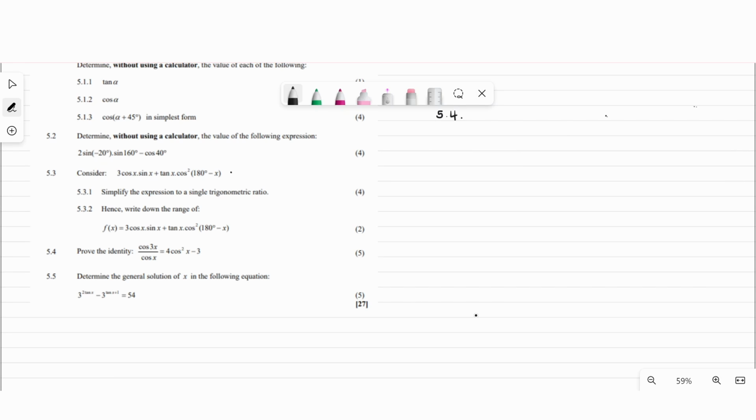Now moving to 5.4, it says prove the identity, then they give you the identities. So let's do that. When proving an identity, we need to prove that the left hand side is equal to the right hand side. So you take the most complex one, then you simplify it to make it match your other side, right? For this one, I'm going to pick the left hand side because I think it's the more complex one. So I'm going to say left hand side is equal to, then I'm going to write the left hand side.